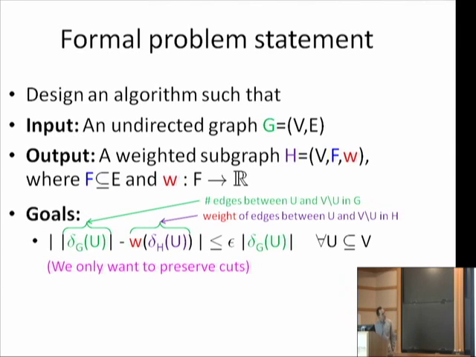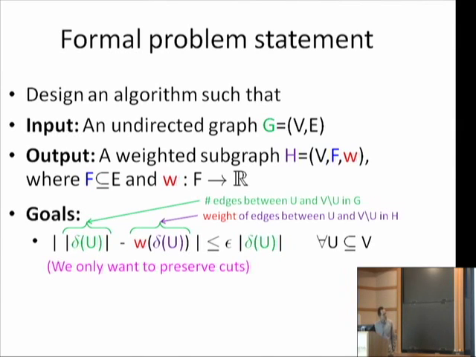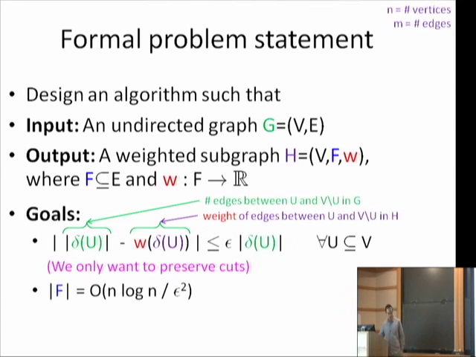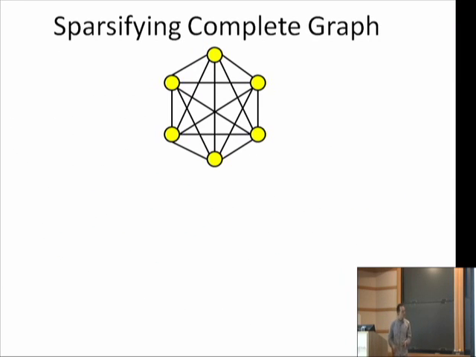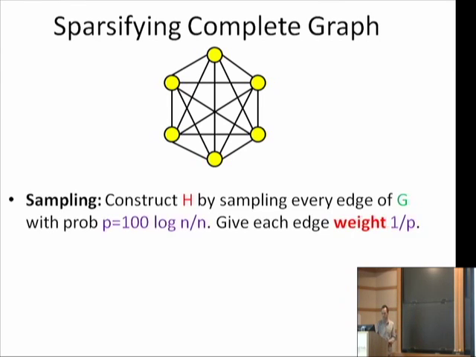OK. So that's our main goal, to preserve all the cuts. And also, we want the graph to be sparse, so the number of edges should be small, say about n log n. And the running time of our algorithm should ideally be fast, roughly, say, linear in the size of the graph. So why should one even have any hope that this is possible? Let's start with the simplest example of sparsifying the complete graph.